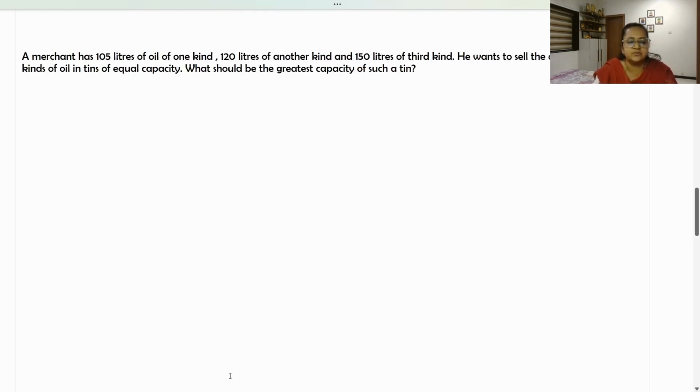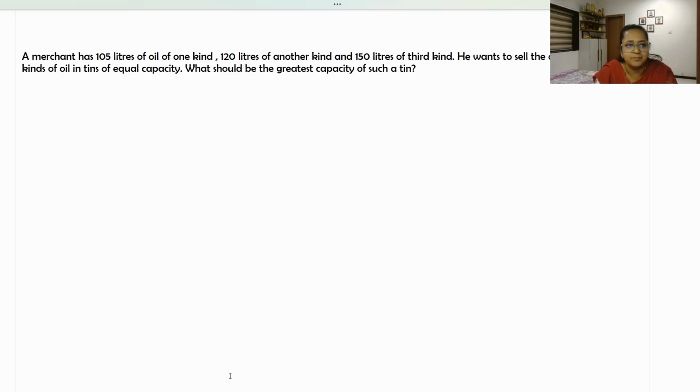Let's look at another question from the chapter of real numbers. Let's read it. A merchant has 105 liters of oil of one kind, 120 liters of another kind, and 150 of third kind. He wants to sell the oil by filling the three kinds of oil in tins of equal capacity. What should be the greatest capacity of each tin? First, what you need to understand is the different quantities of the three kinds of oil: 105 liters, 120 liters, and 150 liters.